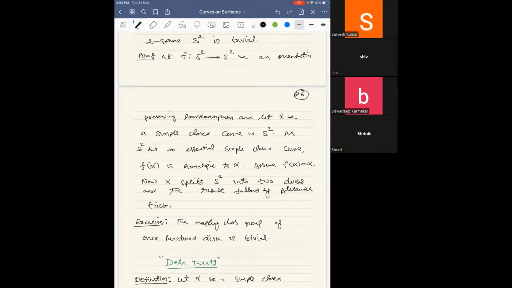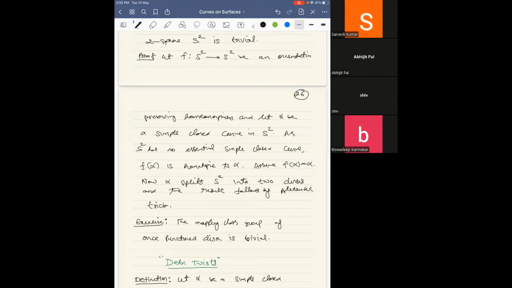So I said f of alpha is homotopic to alpha. Yes, so that one can. Whenever f of alpha is homotopic to alpha, it means there is an annulus in between, right? So you can change f by an isotopy and just assume f of alpha equals alpha. That's what I'm saying.